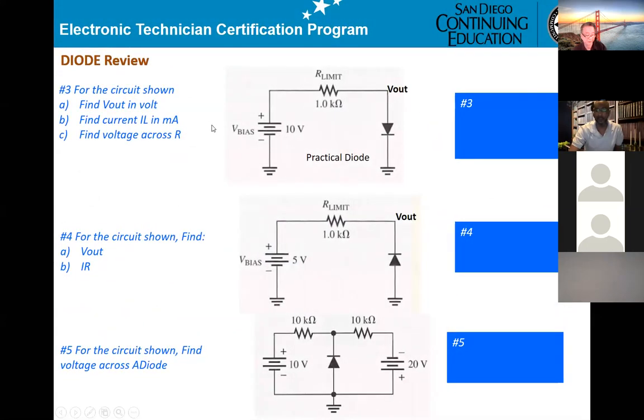Okay, now number 3. What is Vout? Diode on or off? On. On means to substitute the diode by 0.7 right here. Tell me what Vout is. 0.7 volt, correct. We already said when you measure voltage across the battery, you get that battery voltage.